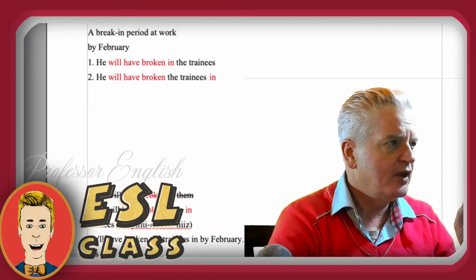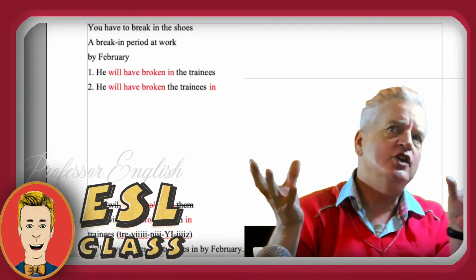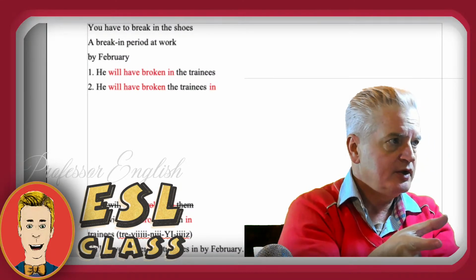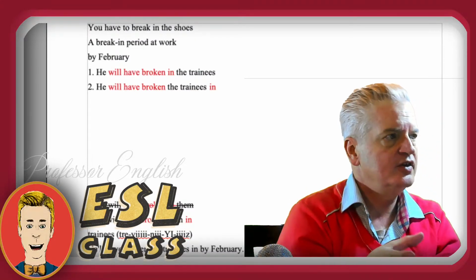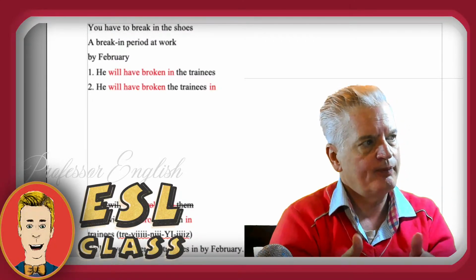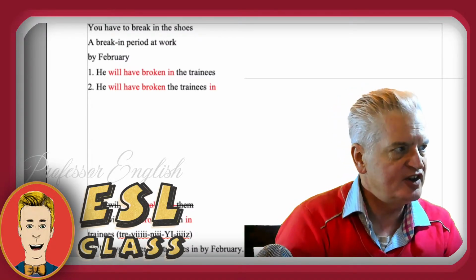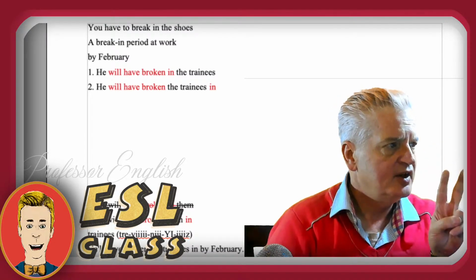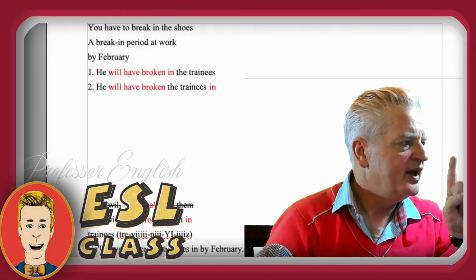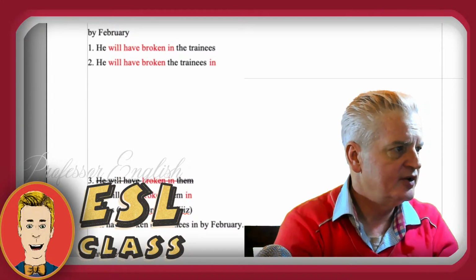Now, this is a separable phrasal verb, okay? That means that you can put the object inside the verb. You can do the inside position. So also, you can say, he will have broken the trainees in. He will have broken the trainees in. That's the inside position. So there are two ways that you can say this. He will have broken in the trainees, or he will have broken the trainees in. Two different options.